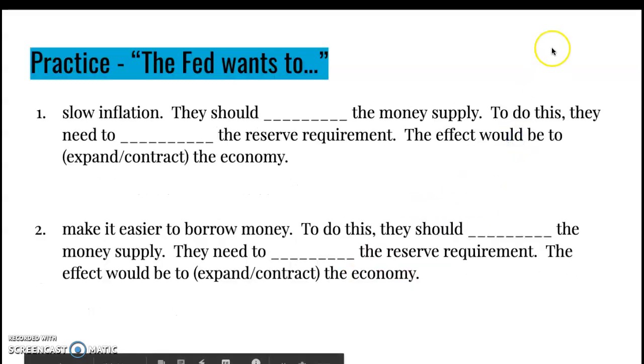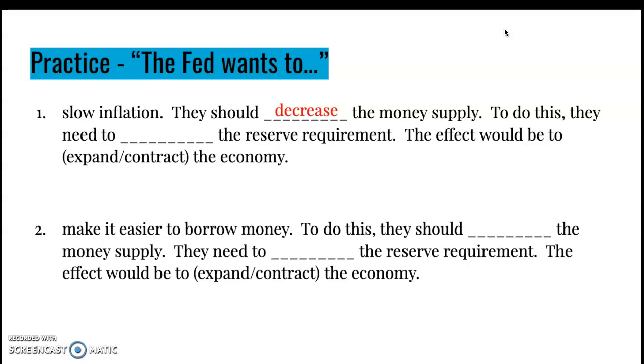Okay, so let's try some practice scenarios here. In this case, the Fed wants to slow inflation. So what do they have to do? They have to shift the demand curve to the left, to make prices go down. So what should they do to the money supply? Well, if we want to see less purchasing, we want to see less money going out into the world. If people can't get their hands on money, they can't spend it. So we want banks to lend out less.